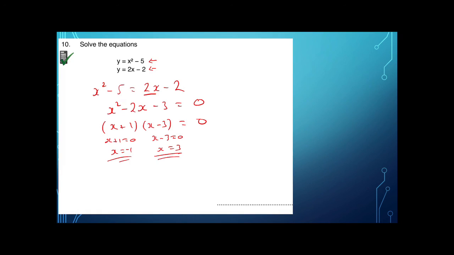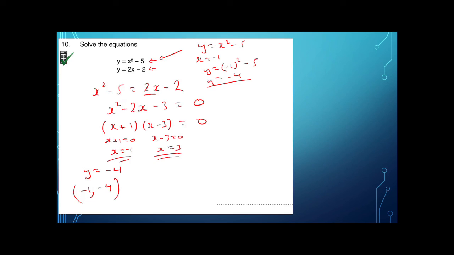So we need to find the corresponding y values. You can choose either equation. I'm going to choose this one actually. y is equal to x squared minus 5. So when x is negative 1, y is equal to negative 1 squared minus 5. Negative 1 squared is 1, minus 5 is negative 4. So y is negative 4. So that means the line and the curve intersect at negative 1, negative 4. They are simultaneous at that point.